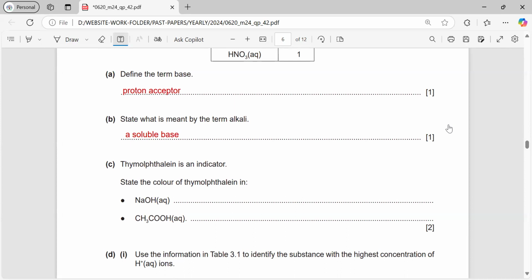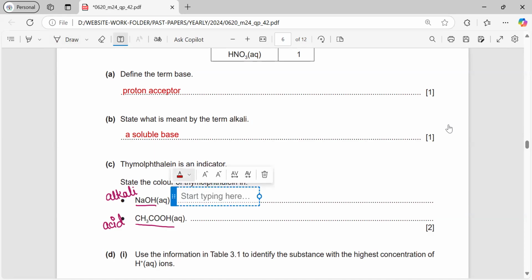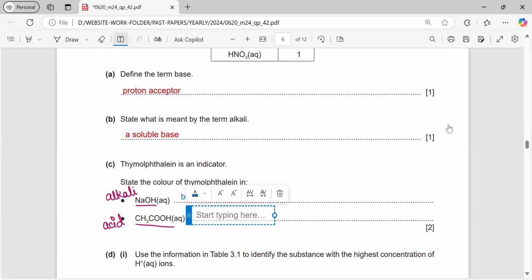Thymolphthalein is an indicator. State the color of thymolphthalein in sodium hydroxide and ethanoic acid. The sodium hydroxide is an alkali and the CH3COOH is ethanoic acid. So the thymolphthalein color in sodium hydroxide is blue. In alkaline solution, it is blue, and in acidic solution, it is colorless.